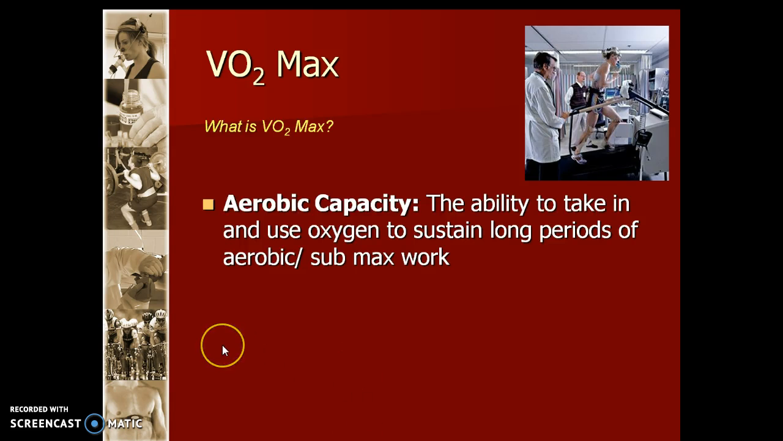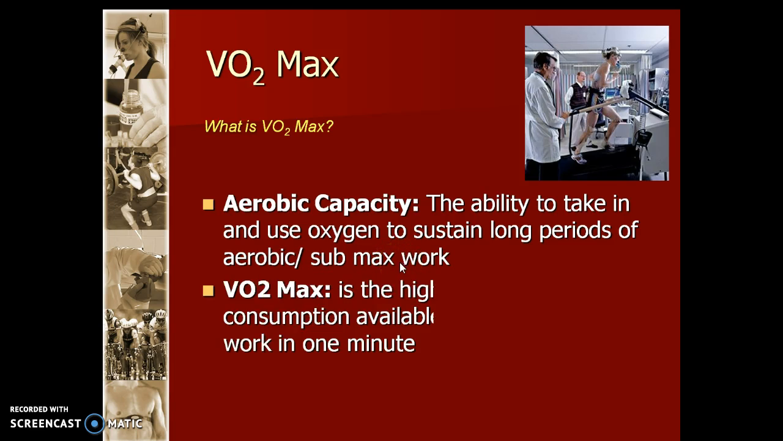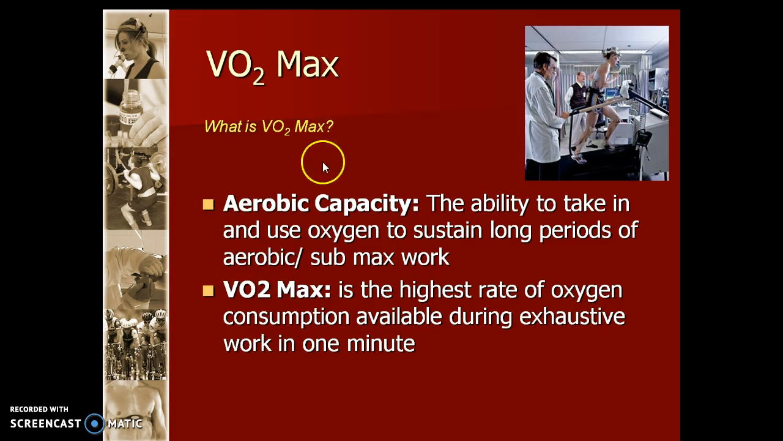So on we go then, VO2 max. So what is it? This is the key definition you will need. Oh, sorry, that's not VO2 max. Aerobic capacity first up. Aerobic capacity, the whole overview of the unit, is your ability to take in and use oxygen during sub-maximal work. The difference going on to VO2 max is that this word maximum comes in. So it's the highest rate of oxygen consumption during exhaustive work in 1 minute. It's basically saying how hard can you work when you're absolutely knackered. So that's how you write it.